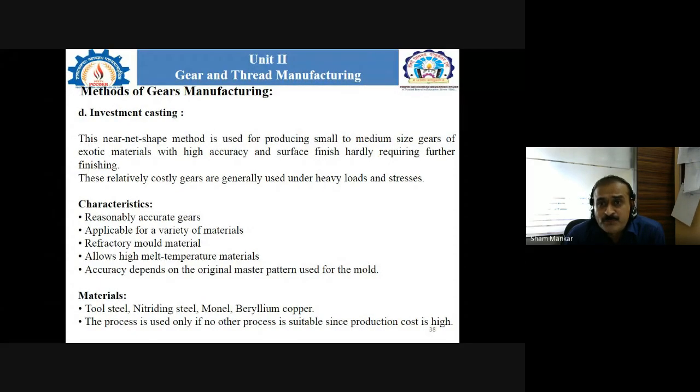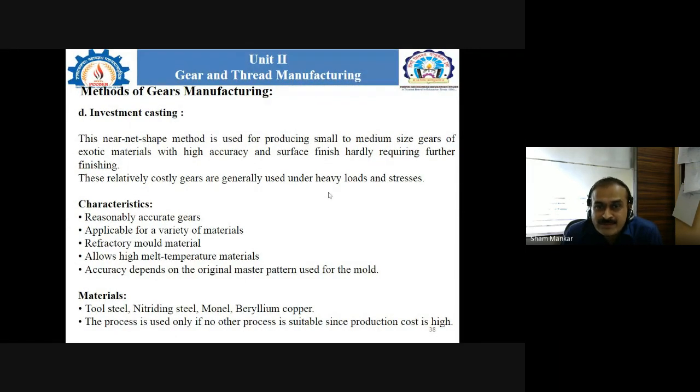But as we know, for this investment casting process, the gears we get have high accuracy as well as high surface finish. So these are the kinds of gears manufactured by using the investment casting process, and they are used when there is a requirement to carry a very heavy load and a high amount of stresses. Definitely in that case, we are going to use these kinds of gears.